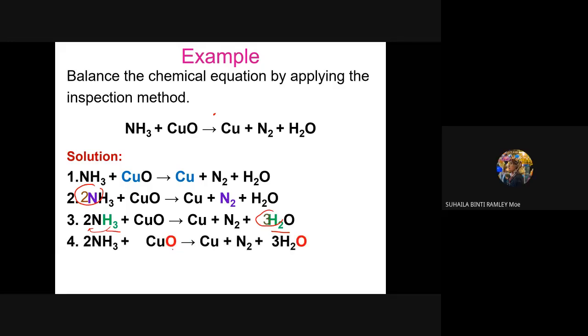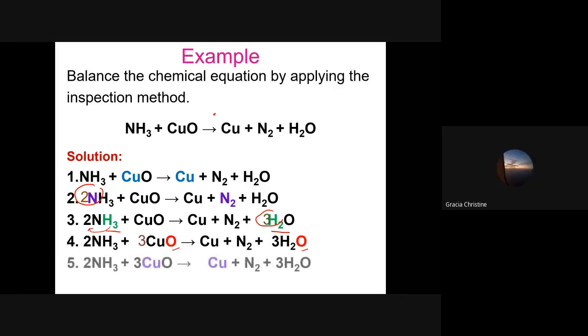So oxygen left hand side 1, oxygen right hand side 3. Jadi letak 3 dekat CuO, then 3 dekat Cu. 3 Cu. Okay. So yang ni namanya inspection method. Maksudnya kamu tengok kiri, tengok kanan, kiri kanan sampai balance semua.